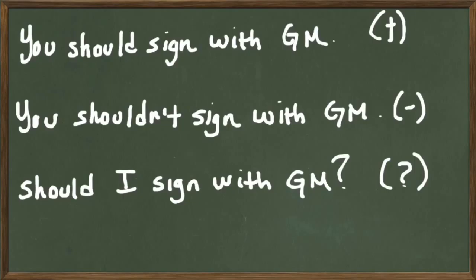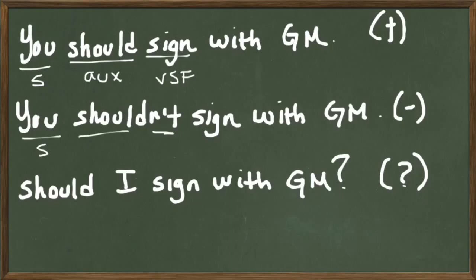Okay, now we have affirmative, negative, and question. It's very easy, very simple. In affirmative, you should sign with GM. We have a subject, the auxiliary, and the verb in simple form. If it's a negative, we're just going to include the negative, which is the contraction n't or not. You shouldn't sign with GM. Subject, auxiliary negative, and the verb in simple form.